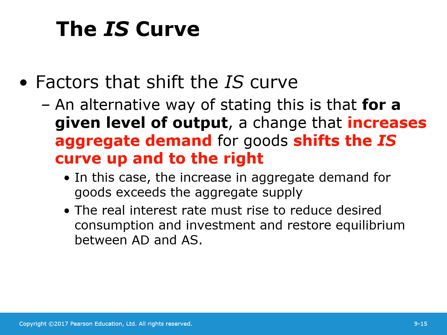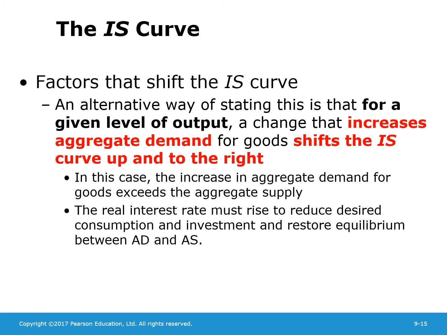Remember that here we are saying that output is constant. So a change that increases aggregate demand makes aggregate demand greater than the aggregate supply. So the only way to restore equilibrium is that the real interest rate has to change. So the real interest rate must rise so as to decrease the aggregate demand and make it equal to the aggregate supply, which is constant, because we are saying here that the output is constant.